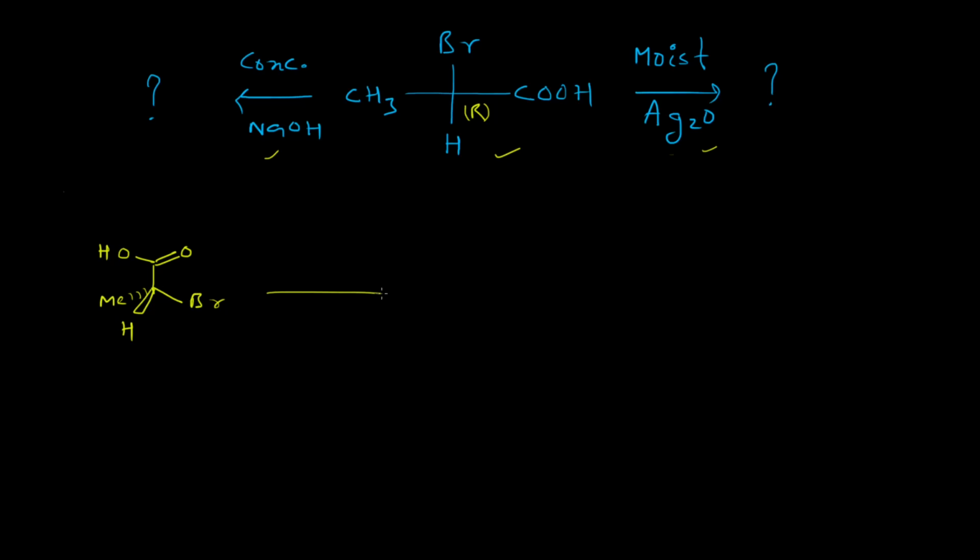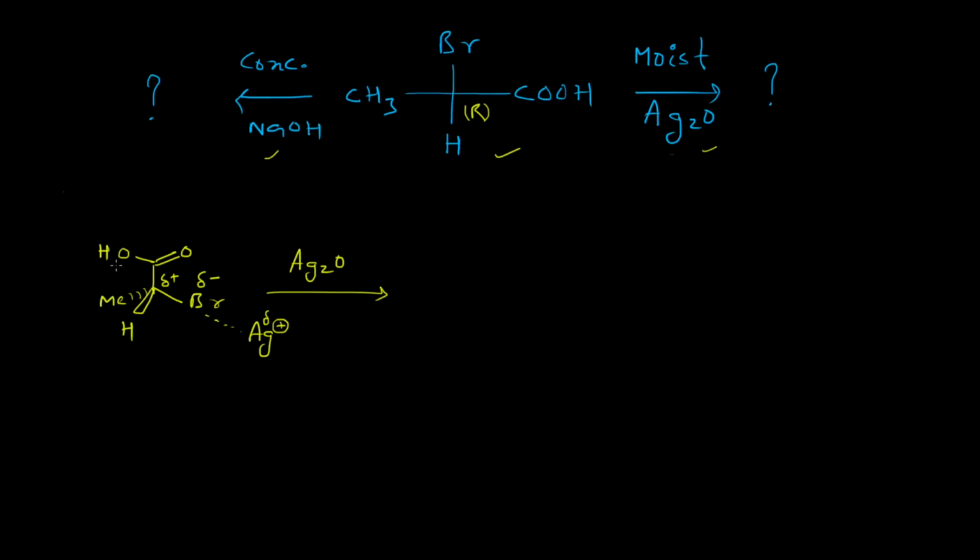Now if we treat this with moist silver oxide, the first step will be the dissociation of this carbon-bromine bond via silver plus ion. So what will the silver plus basically do? It will initially interact with this bromine atom of the bromopropanoic acid molecule, thereby polarizing this carbon-bromine bond. So it will be del minus and this will be del plus. And also this silver plus will be del plus.